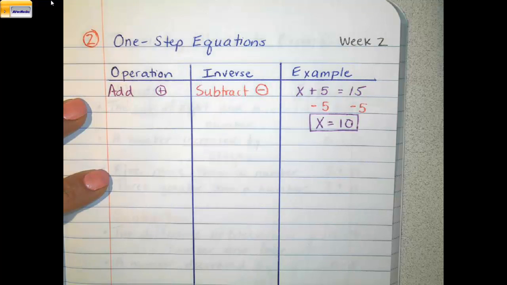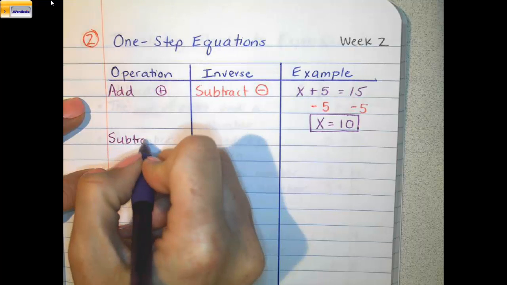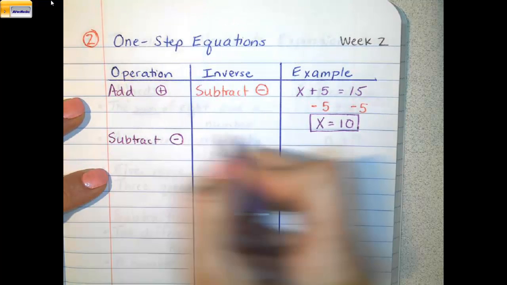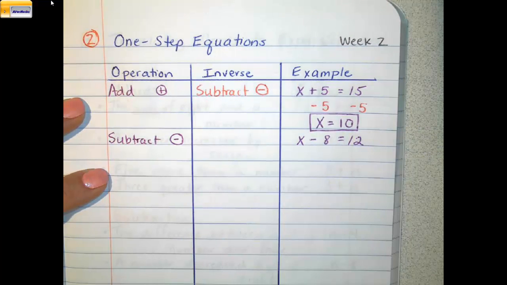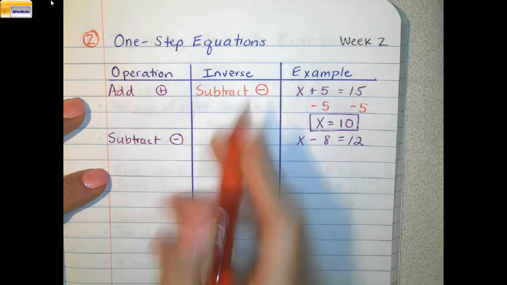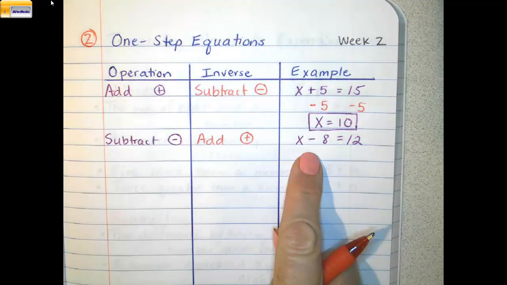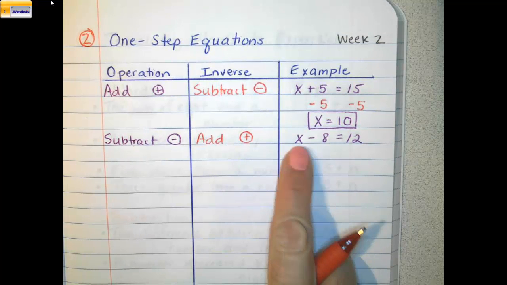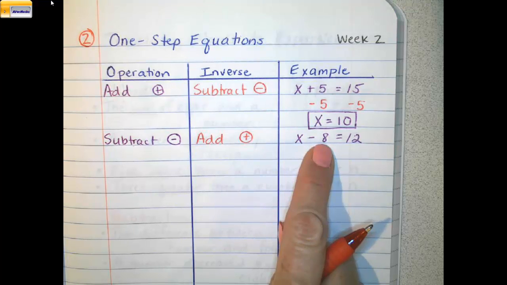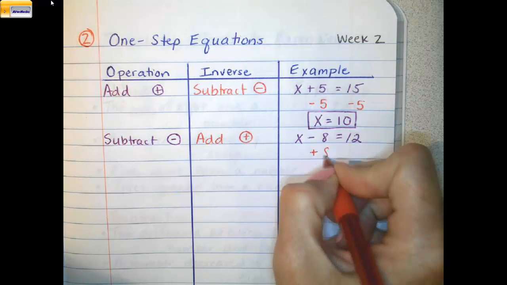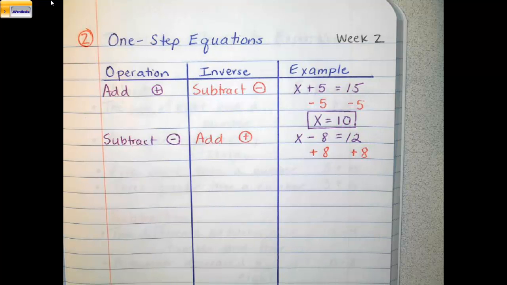If we start with subtraction as our operation, such as a problem like x minus 8 equals 12, the inverse of subtract is add. So in order to solve this one-step equation, we want to get x by itself. Since I have x minus 8, the inverse is to add 8 to both sides. Students often think of this as adding the opposite.